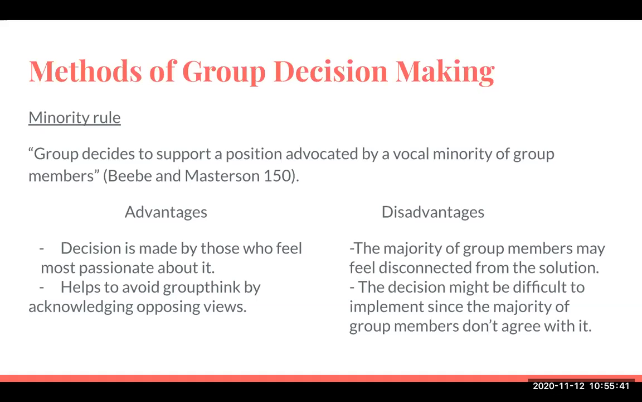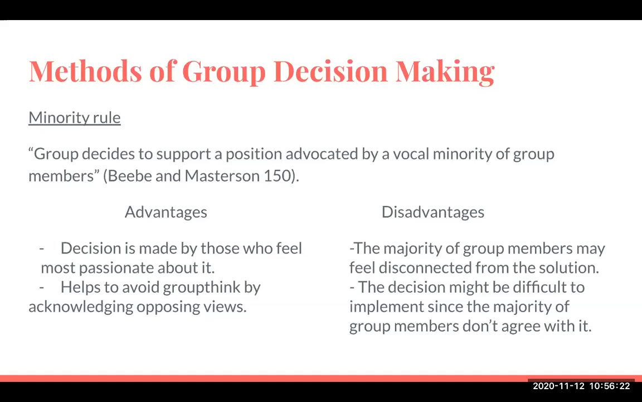Another method of decision making is minority rule. This is kind of the opposite of majority rule. The group decides to support a position advocated by a vocal minority of the group members. The advantage is, as in the phrase, the squeaky wheel gets the oil: those who are the loudest are going to get their way, and the decision is made by those who feel most passionate about it. And it can help avoid groupthink by acknowledging opposing positions, because you're not choosing the popular choice. You're not choosing the majority choice.